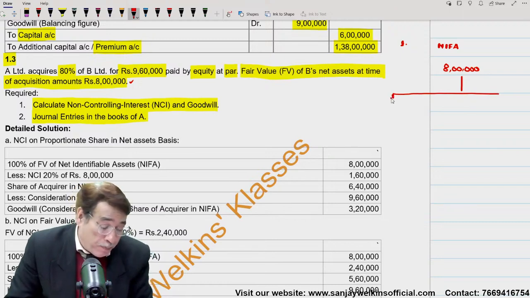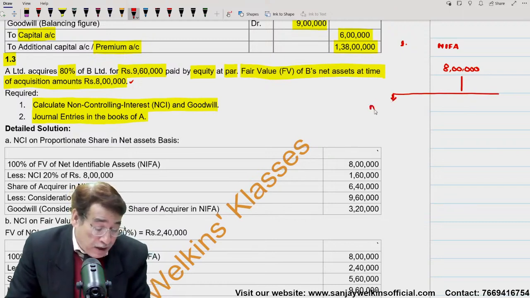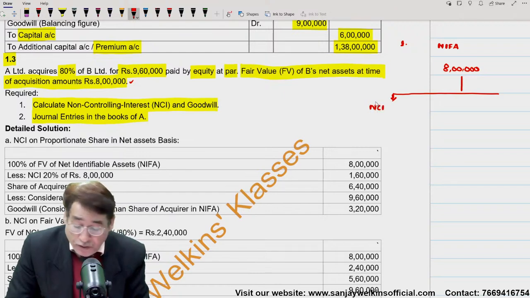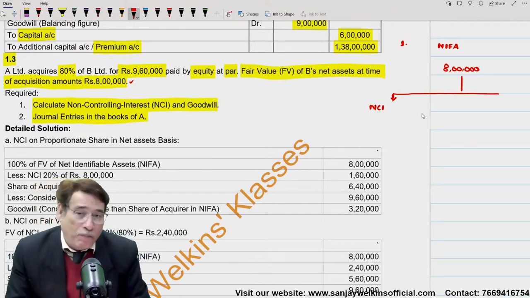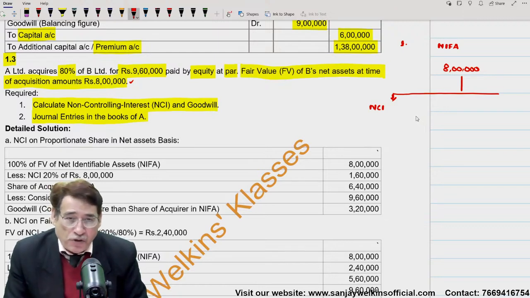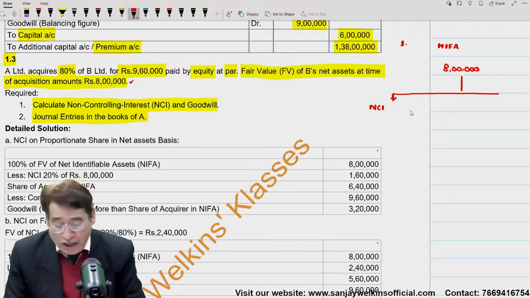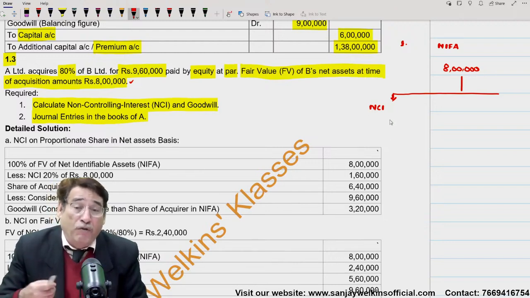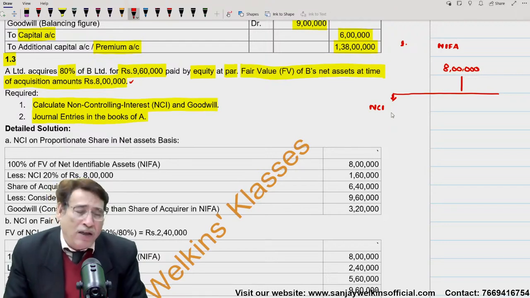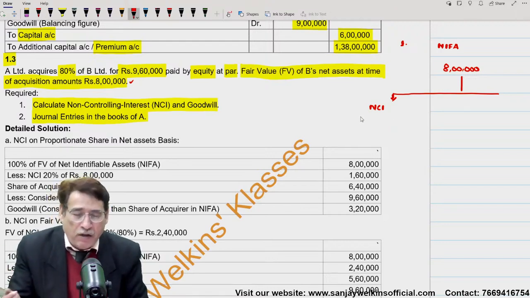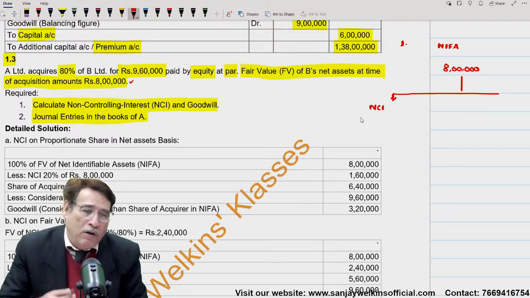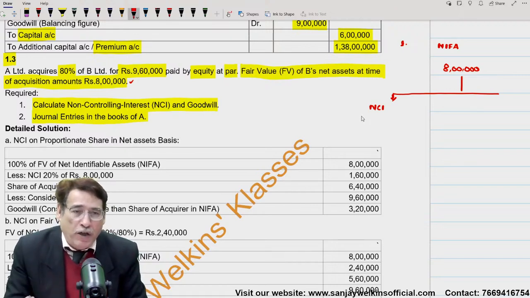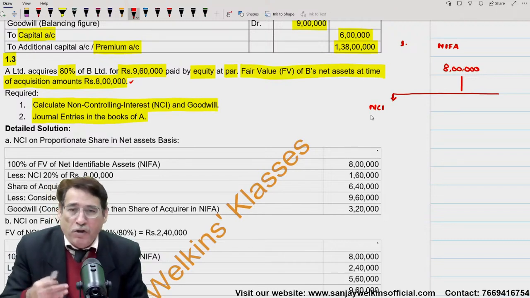Now I would love you to compute the amount of NCI. How will you compute? We are supposed to compute NCI, because in this question it is not clearly mentioned. Should we go for the PSNA method? There is no direction in the question that NCI needs to be computed either on a PSNA basis or on the basis of fair value. In that case, you have the option: whether you want to use the PSNA method or the fair value method, and append a note on whatever methodology you have adopted.